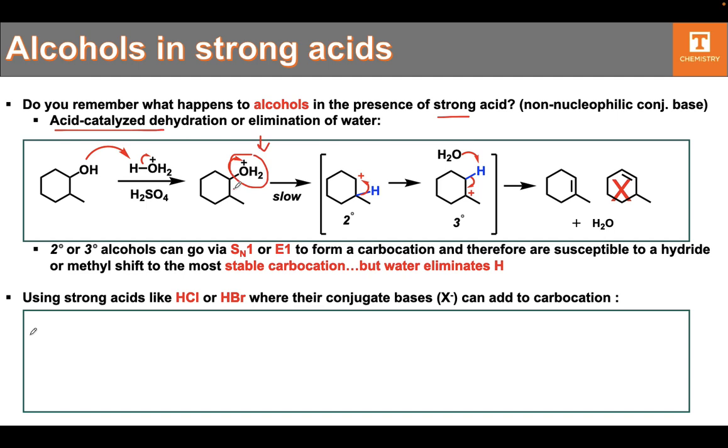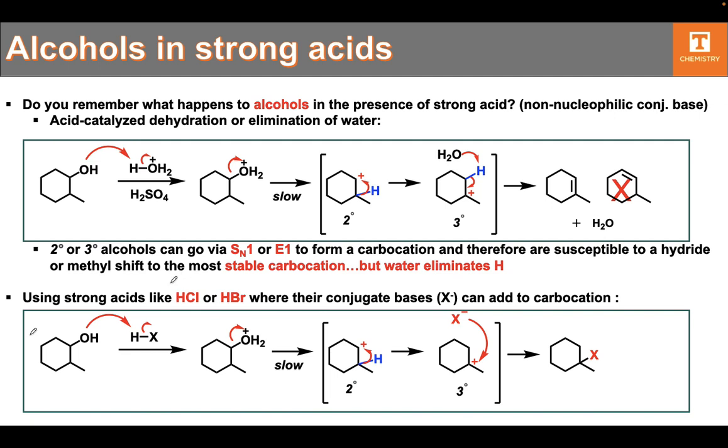And since this is a secondary alcohol, and normally with secondary or tertiary alcohols, it can undergo an SN1 or E1 mechanism to form an unstable carbocation intermediate. And because carbocations are susceptible to rearrangement, what can happen is a hydride or methyl shift to get to a more stable carbocation. So in this example, you have a hydride shift forming the more stable tertiary carbocation. And because in the first place we had water as the conjugate base, the water is going to act as the base to form the double bond, which is the Zaitsev product.